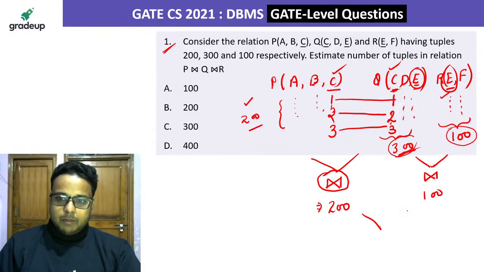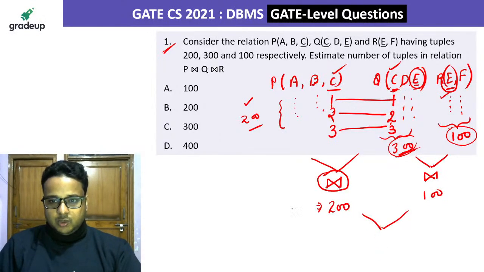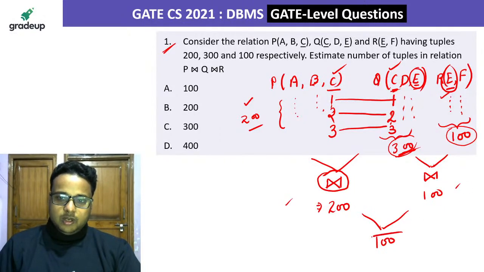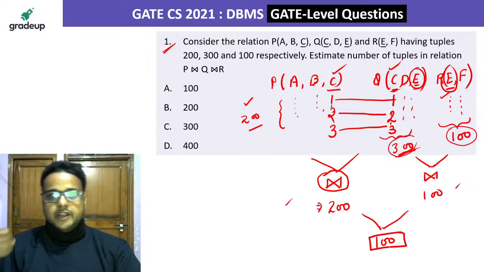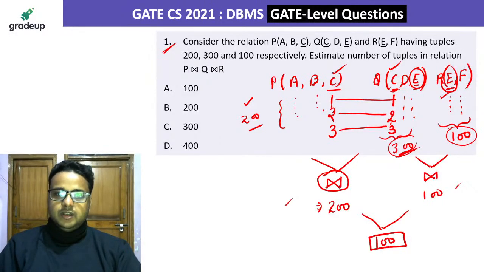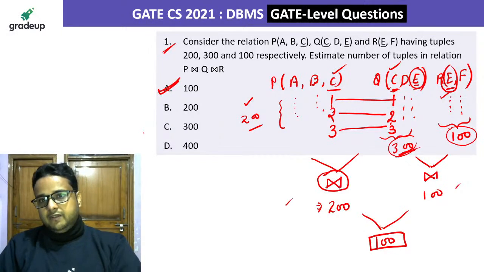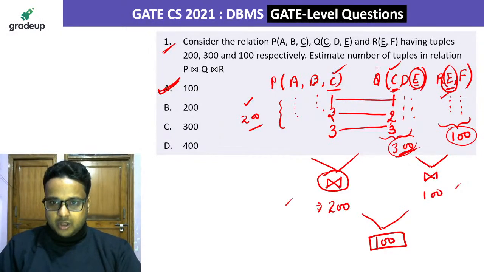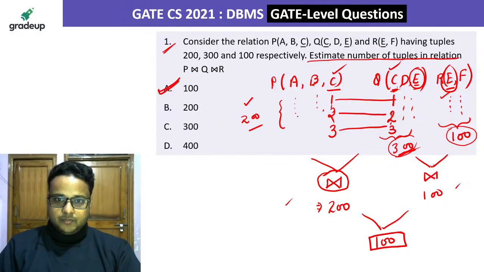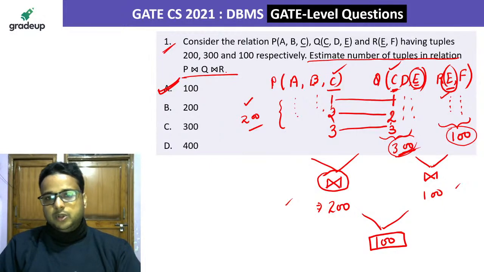Again, if you combine the result you got with this one, obviously you will get only 100 tuples, because only 100 will be matching. So the answer of this question will be option A. 100 will be the maximum number of tuples, because they are asking to estimate the number of tuples in the join. So you will get 100, not more than 100.